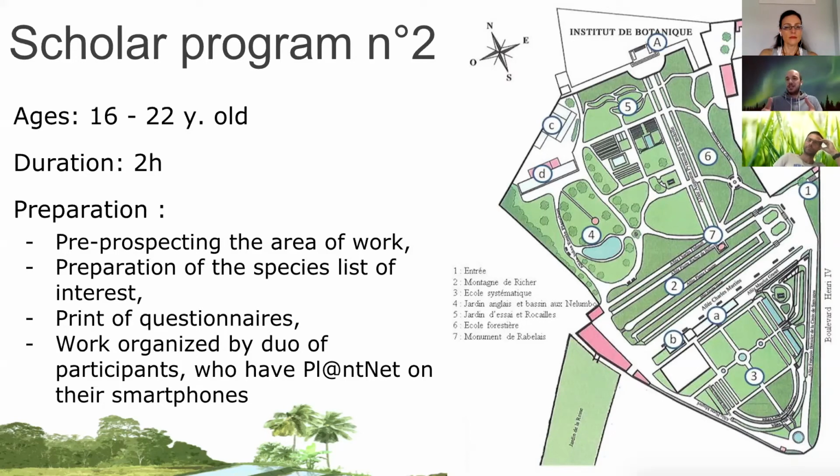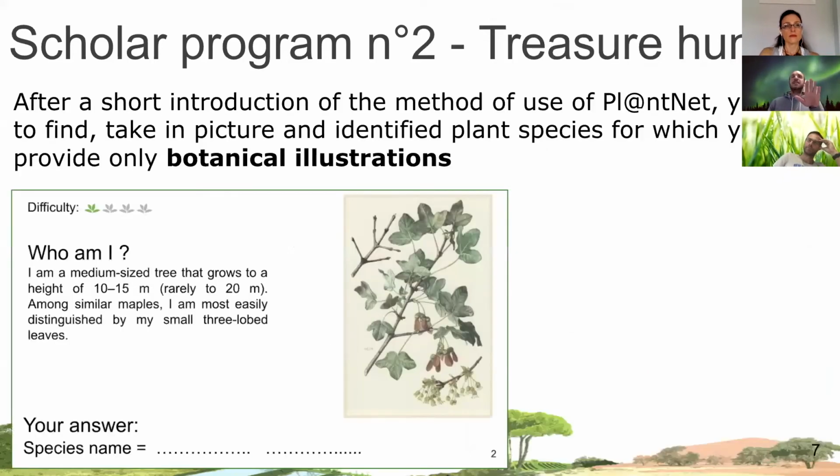And so here is the type of file that we provide to the participants.